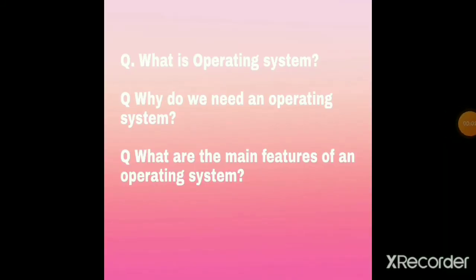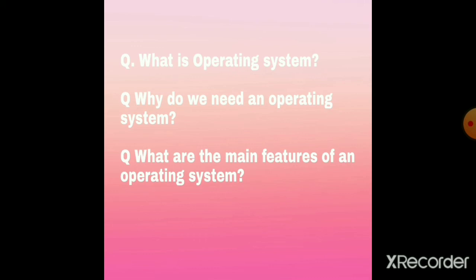Now the second question, why do we need an operating system? We need operating system because it controls the hardware and software resources. The operating system provides hardware independence. It makes the application portable. The operating system also makes the application upward compatible.